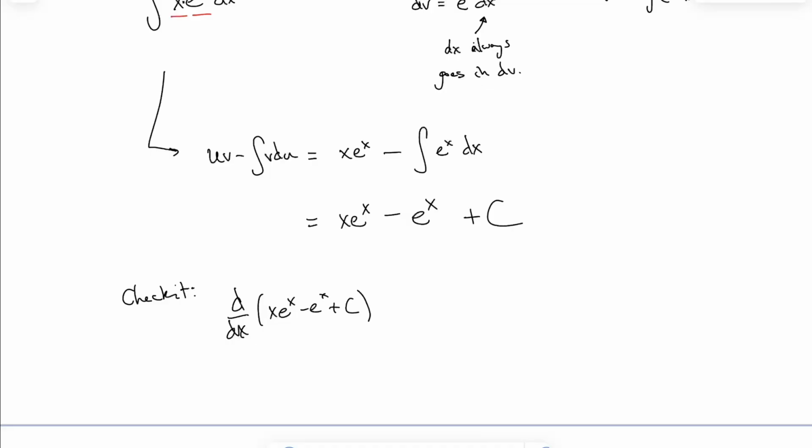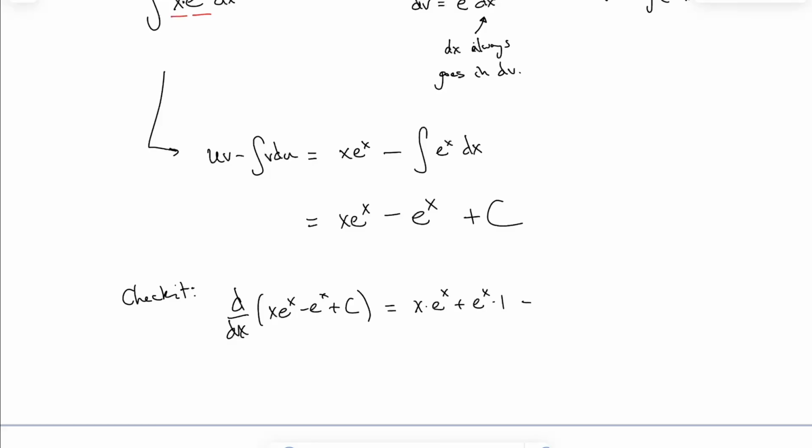The plus c is going to go away immediately, so the plus c doesn't matter. But when I do this derivative, the first thing is x e to the x. I have to do the product rule there. So it's going to be the first thing, x, times the derivative of e to the x, which is e to the x, and then plus the second thing, e to the x, times the derivative of x, which is 1.